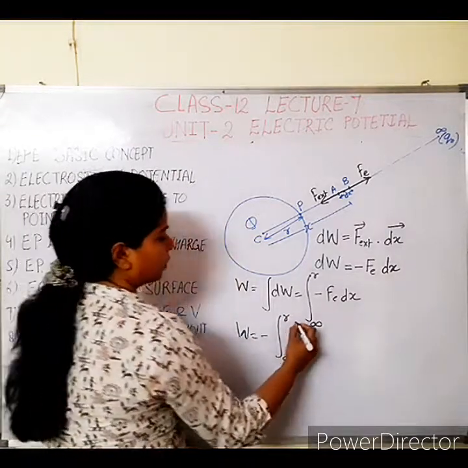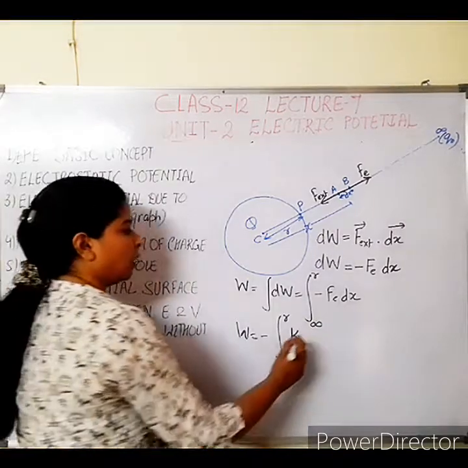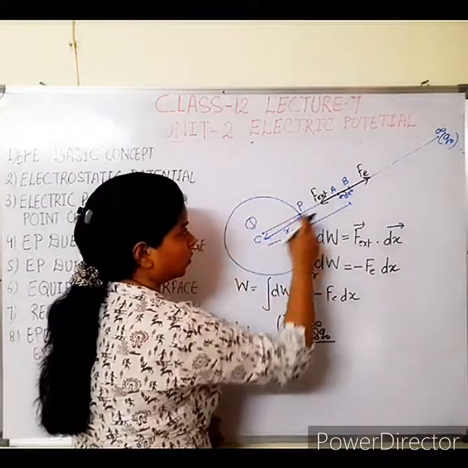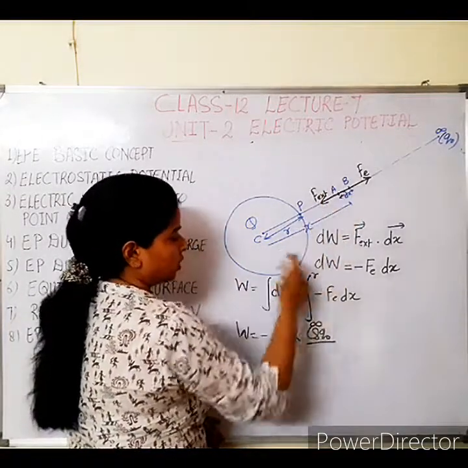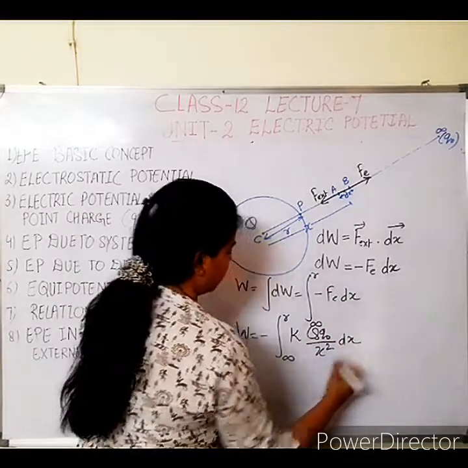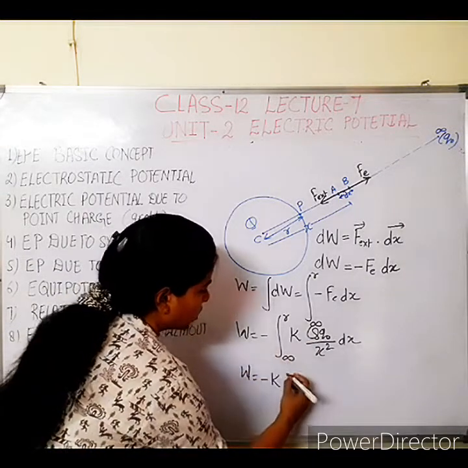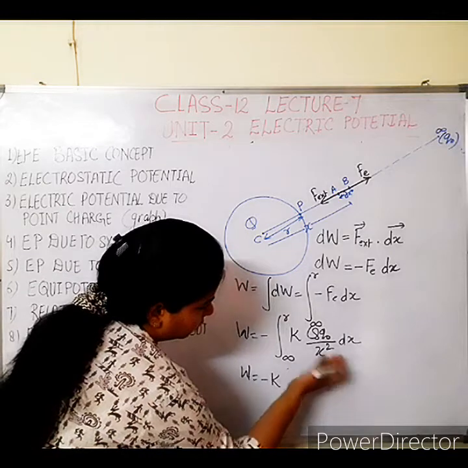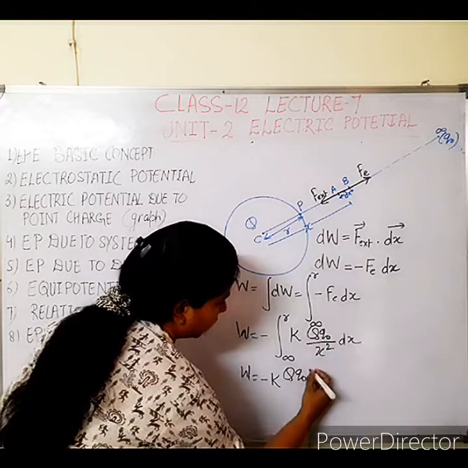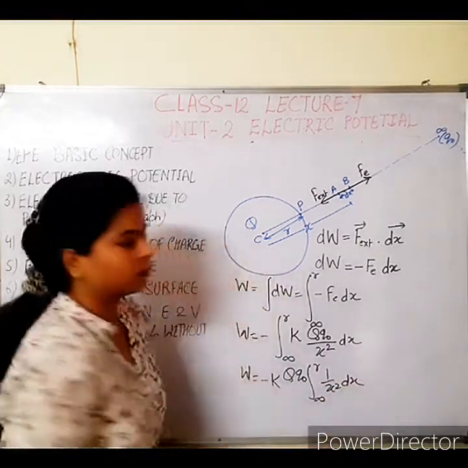In place of Fe we will note down the formula K, and you know that K is 1 over 4 pi epsilon naught. K, source charge, test charge, divided by the distance between the two. Because we have considered points A and B, the distance will be what? X square. This is the formula for force, into dx. Now W is equal to minus K. Take the constant terms outside the integration, that means Q naught you can take out, and the integration from infinity to r of 1 over x square into dx.